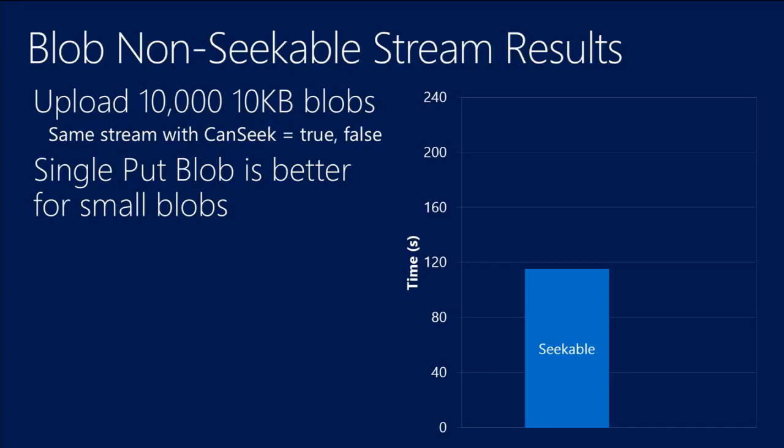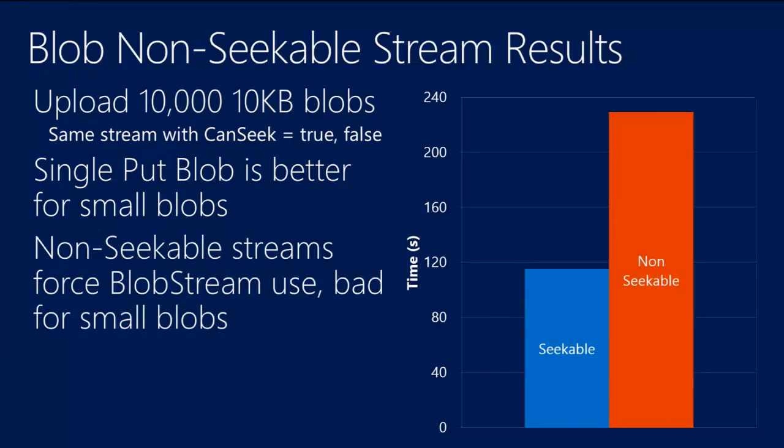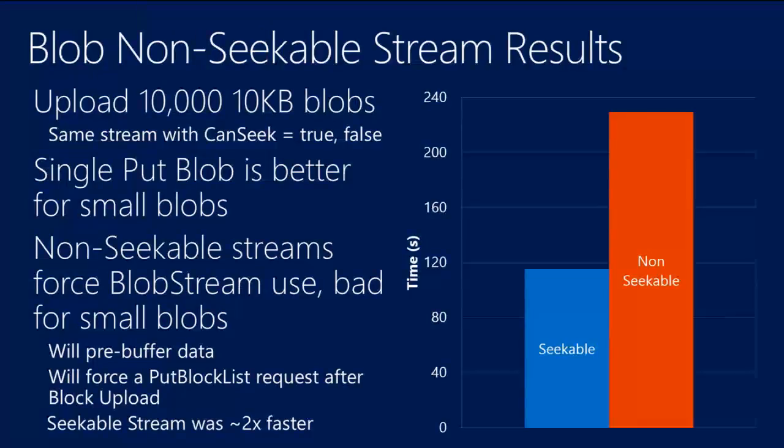So there's my single put blob, which is a seekable stream here. And then there's my non-seekable stream. Again, for small blobs, we highly recommend, if you can, to use the seekable implementation. The other thing to note, when you're using the blob stream implementation, the non-seekable stream, all that data has to be pre-buffered so that it can be dispatched potentially for parallelism. So you're actually having to copy data into a buffer and then copy it again to the network. Whereas if you're doing a put blob, you're reading the data directly from the source, writing it directly to the destination.